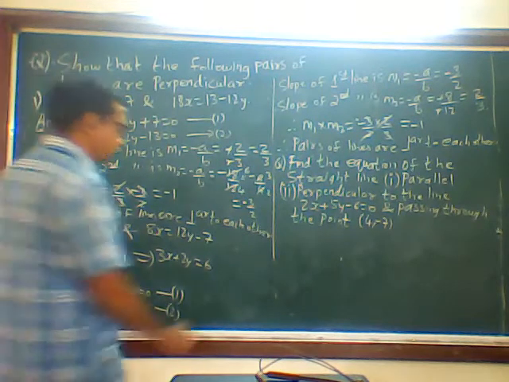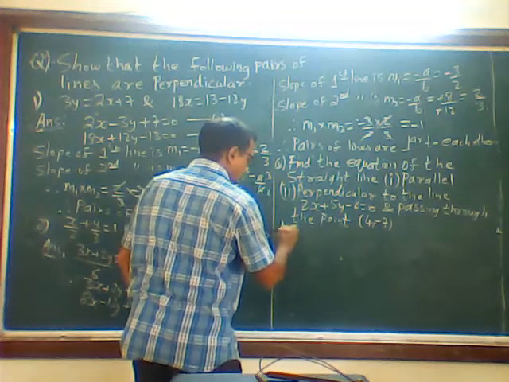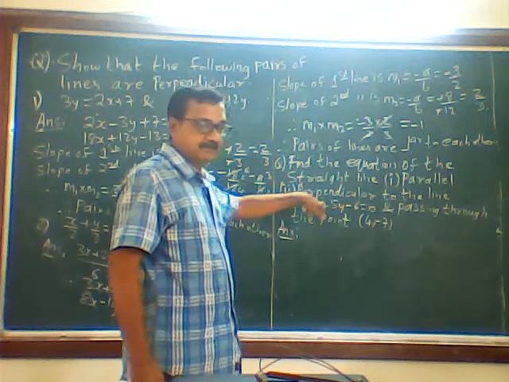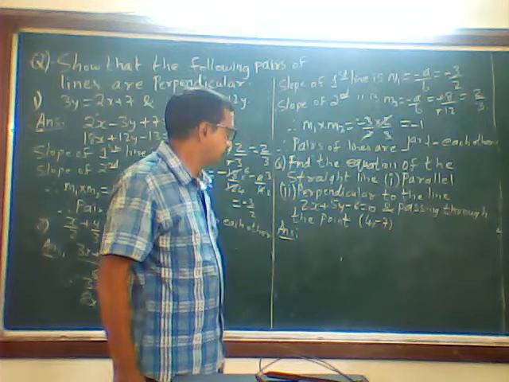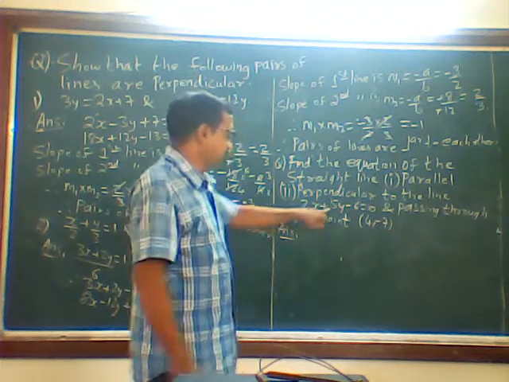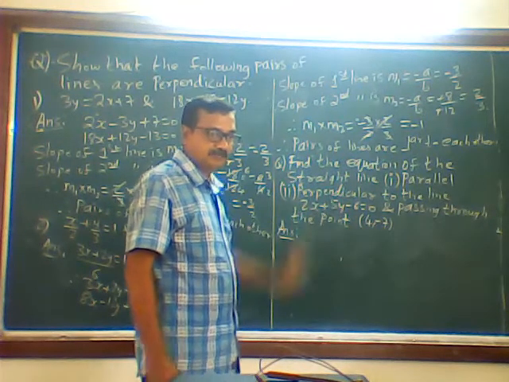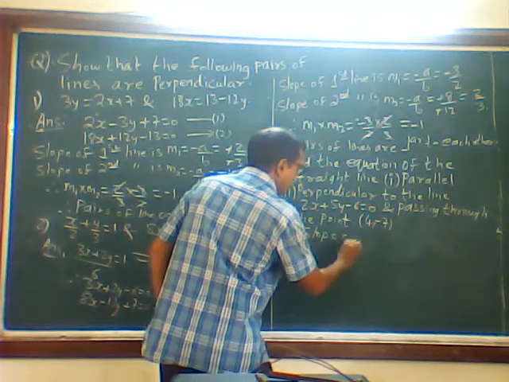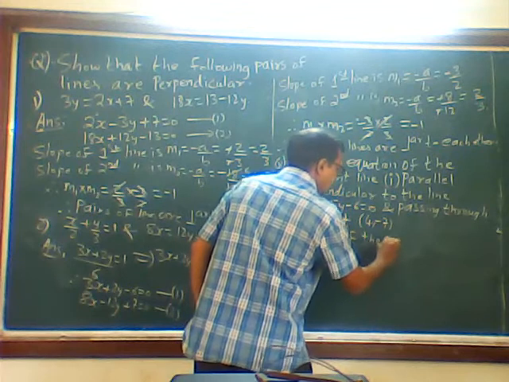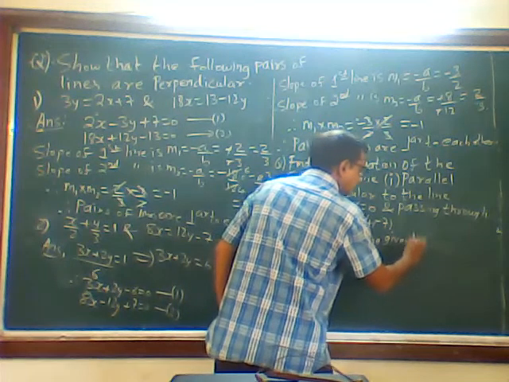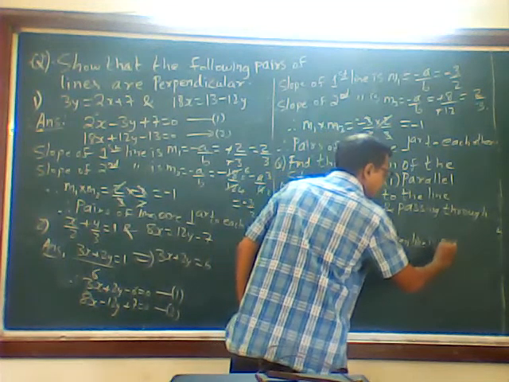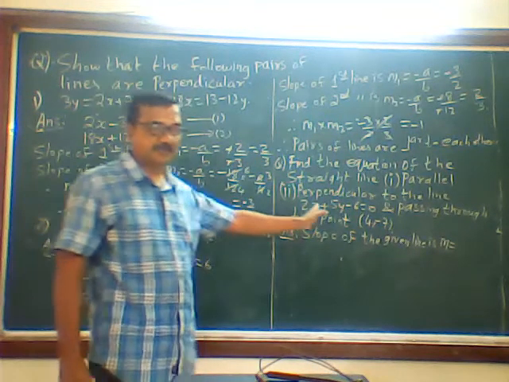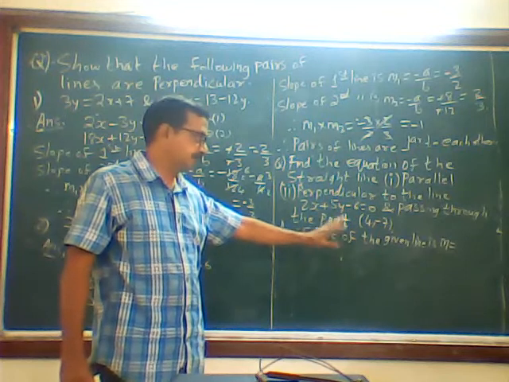Okay. Now listen carefully here. Two questions are asked. First one is parallel, second one is perpendicular. This is the line given. Slope of the given line, I will say m. I will not say m1 and m2. Why? Because only one line is given. That's why we will say m.